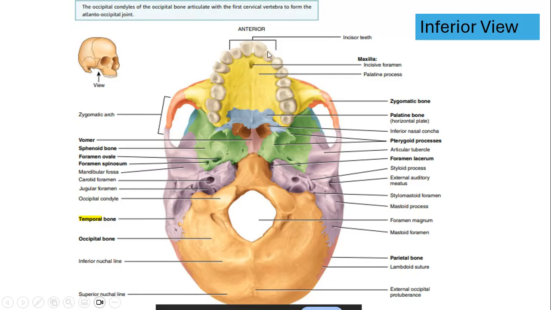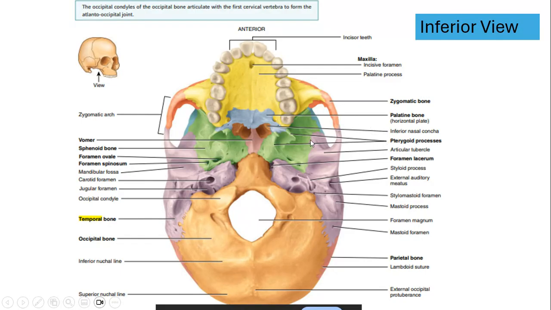Incisor teeth. These are incisor teeth. That's where we actually chew. These are the teeth we mainly use to whistle, right? Maxilla, incisive foramen, palatine process. This is a palatine process. This is a foramen, right? Incisive foramen. This is zygomatic bone, palatine bone.